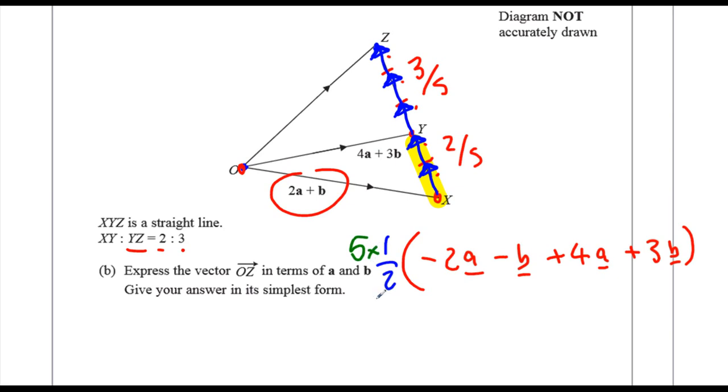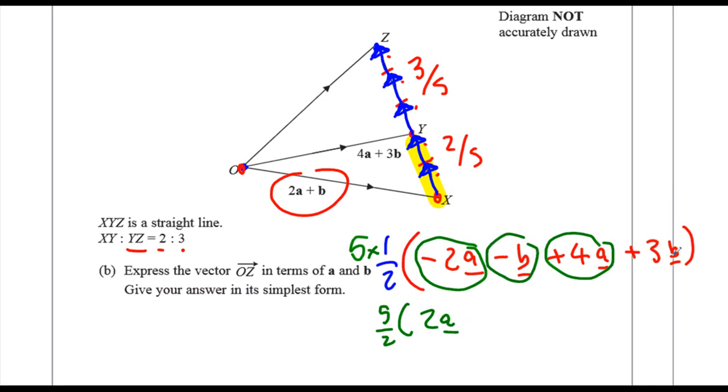Now that looks quite horrible. 5 times a half is just 5 over 2. Let's simplify the thing in the middle. Minus 2a plus 4a is going to be 2a. Minus b plus 3b is going to be 2b. Okay, and what's going to happen now is actually, because we could bring out this 2 here and here, it will cancel that 2. This is more A-level type cancelling that I'm doing now. If you followed it, well done. If not, ask in the comment section.